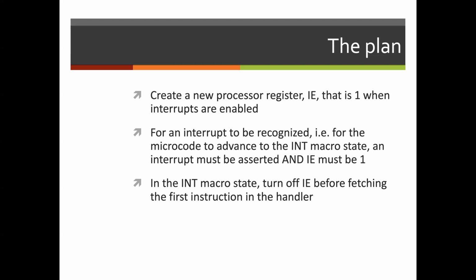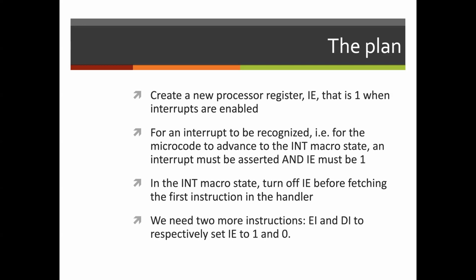And once we get into the interrupt macro state, then we will turn off the IE bit. And then this will allow for us to change that status before fetching the next instruction. So we'll need 2 instructions, EI and DI, and in this we'll set IE to 1 and 0. And then we'll use EI after pushing K0 onto the stack.